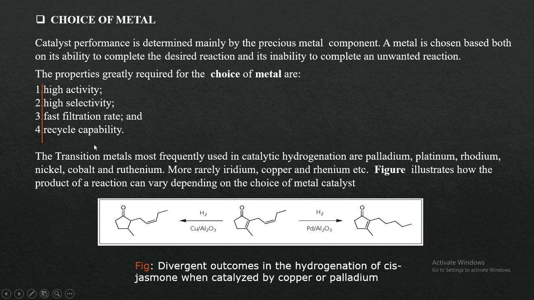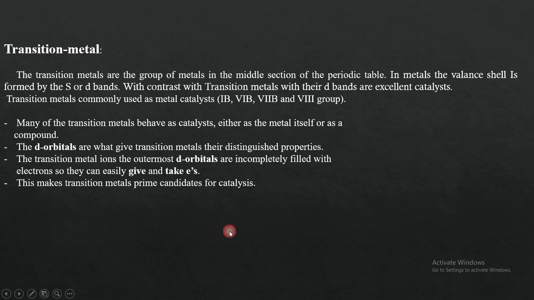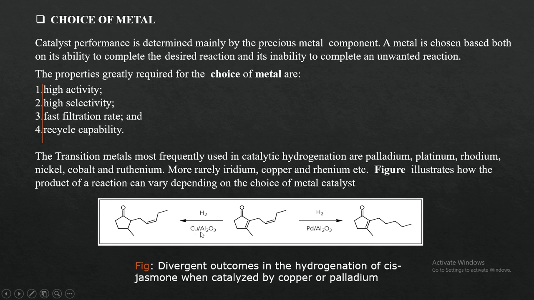So the transition metals are the most frequently used in hydrogenations. There are different kinds of metal catalysts, like platinum and cobalt, more rarely iridium, and others. In this case, you can see if we use the platinum catalyst with the support aluminum, it reduces this alkene. But if you use copper, it reduces this part of the alkene.